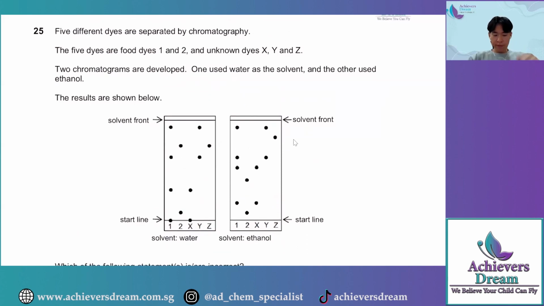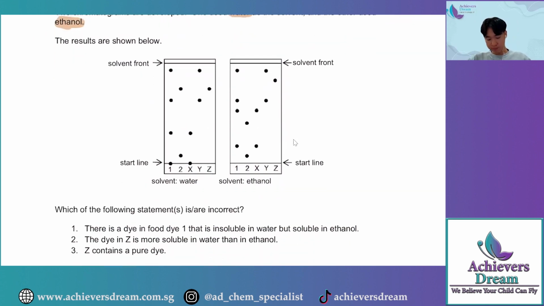Right, question 25 is a question on chromatography. So there are 5 dyes, 1, 2, X, Y, and Z. And of course, 2 chromatograms are developed. What's the difference? One uses water as a solvent, and the other, ethanol. And of course, the results are shown below.